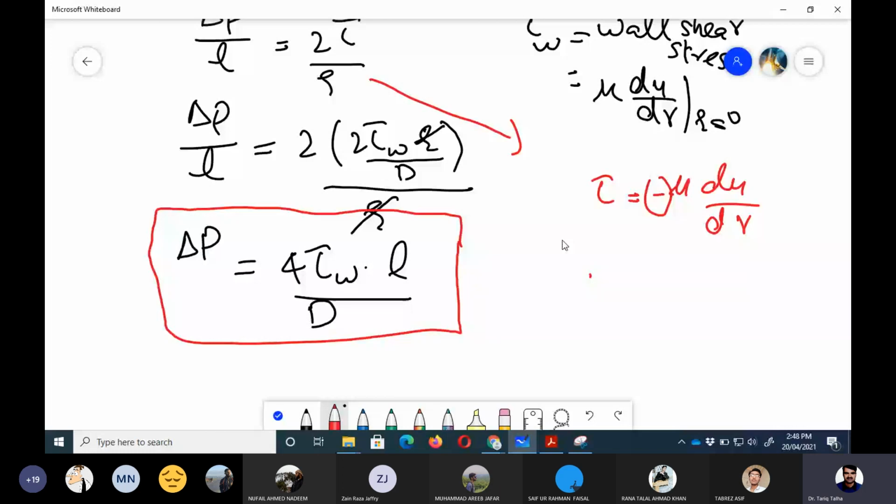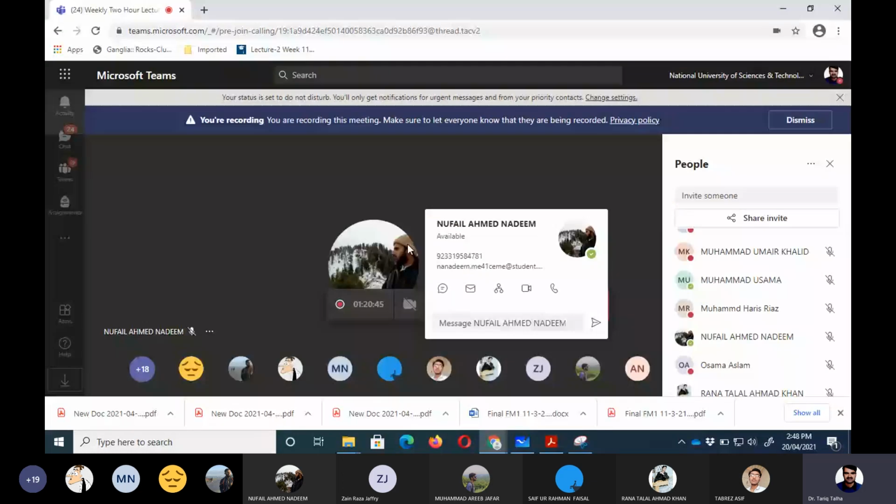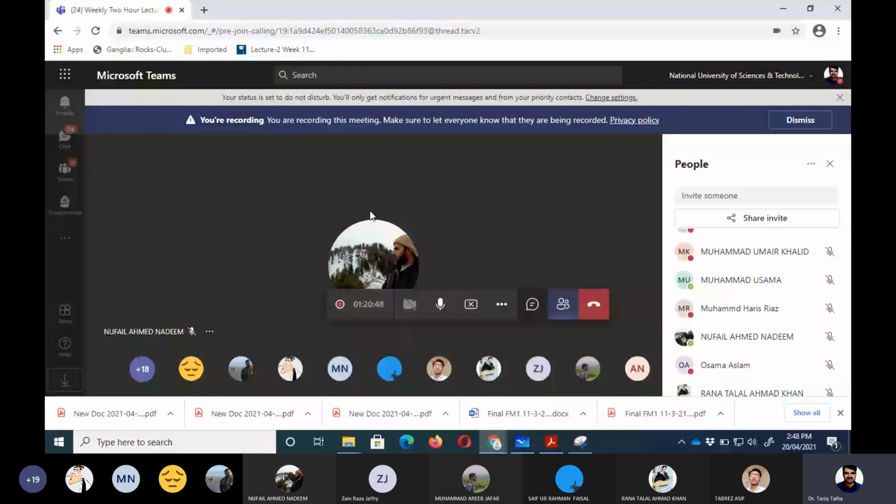So is there any question from this class? We have just done the half derivation. The rest of the derivation will be completed in Friday's class.